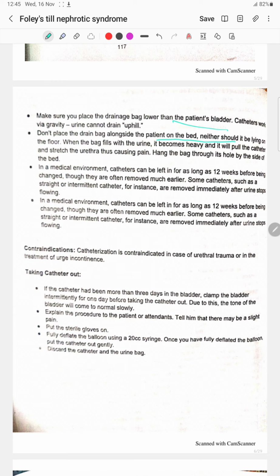When the bag fills with urine, it becomes heavy and it will pull the catheter and stretch the urethra, thus causing pain. Hang the bag through the hook by the side of the bed. In a medical environment, a catheter can be left in for as long as 12 weeks before being changed, though they are often removed much earlier. Some catheters, such as the straight or intermittent catheter, for instance, are removed immediately after the urine stops flowing.